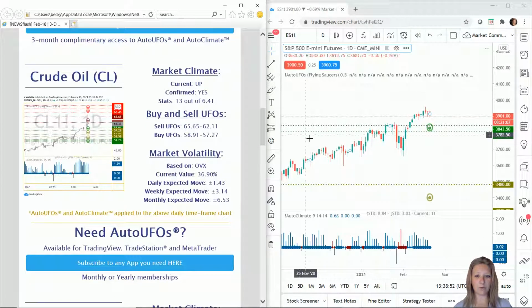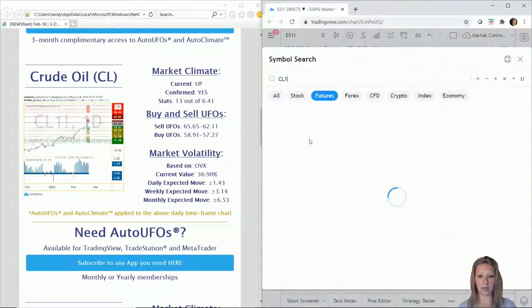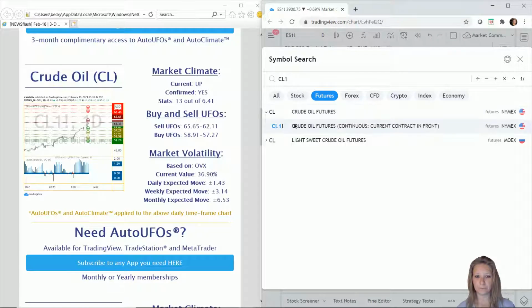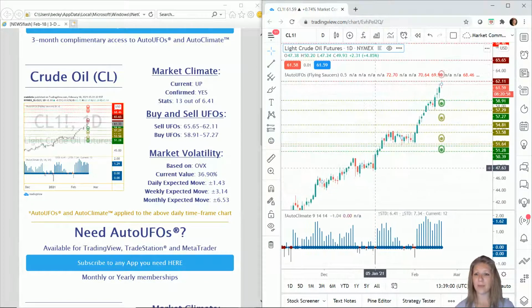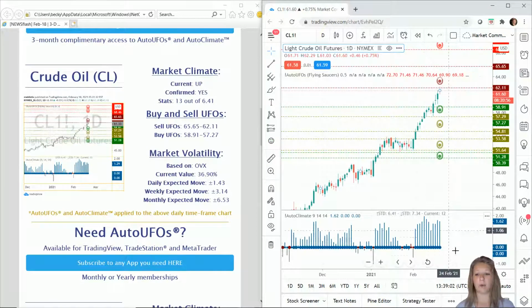Okay, so crude oil, let's look at the next one. So we're looking at CL1 there. There we go. So this is crude oil. Again, we've got the same thing. We've got our AutoClimate on the bottom, AutoUFOs on the chart, so that again we can figure out where the probabilities lie. So here we have a thick blue dot on our AutoClimate, which tells us we have a confirmed upwards climate. That's what we see there on the email. Now this has gone quite past what is usual. I think there might be a little typo there.